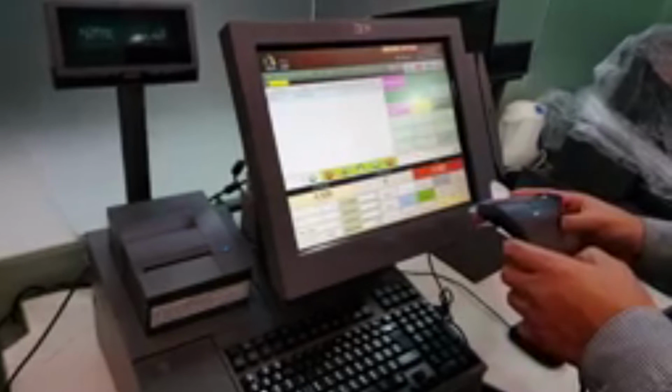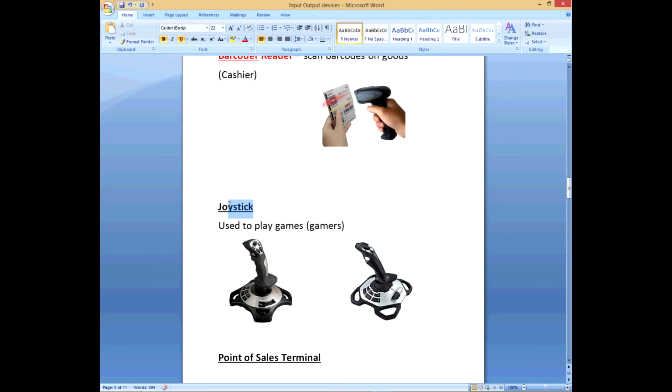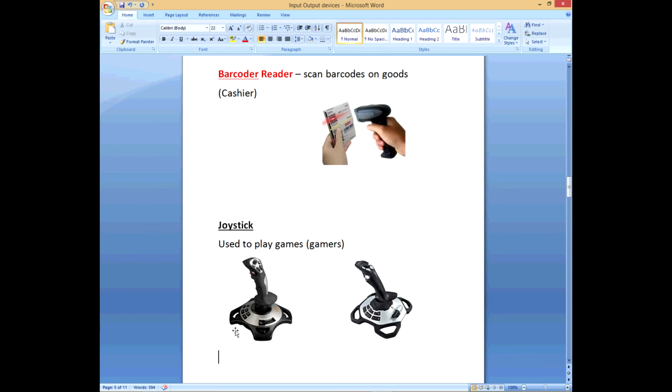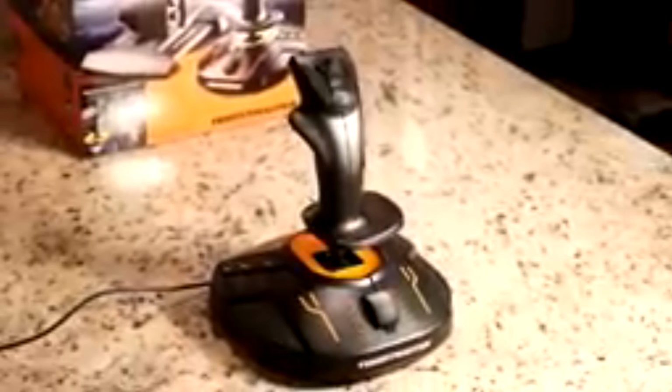All right. Let's move on now to the joystick. What's the joystick used for? The joystick is used to play games. And who would use the joystick? People who are called gamers. Some people call them game heads. Sometimes they don't go to school and go in a game shop to play. Yeah man, somebody is getting in trouble. So the joystick is used to play games.